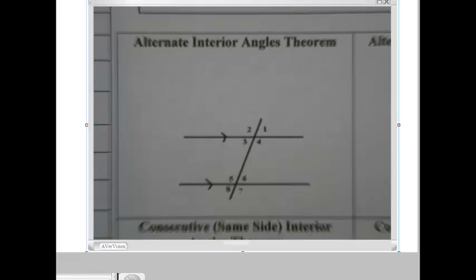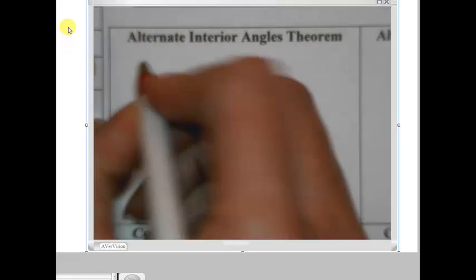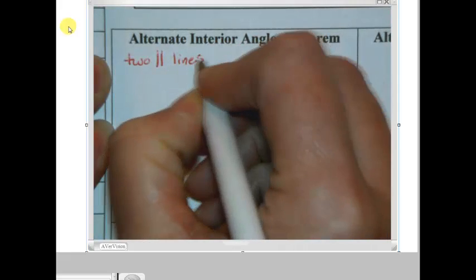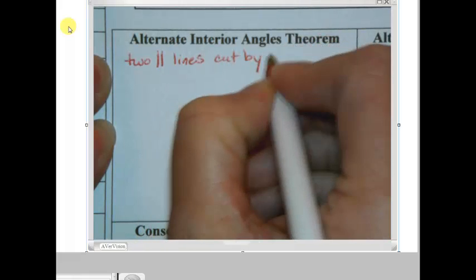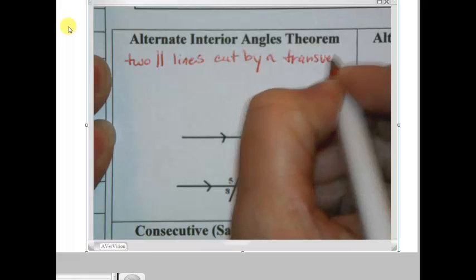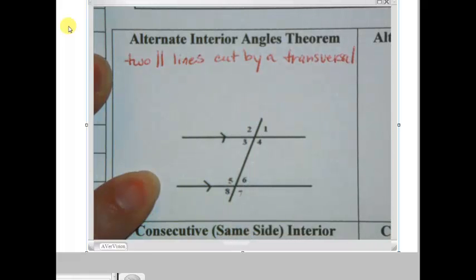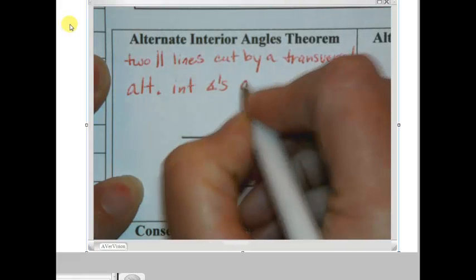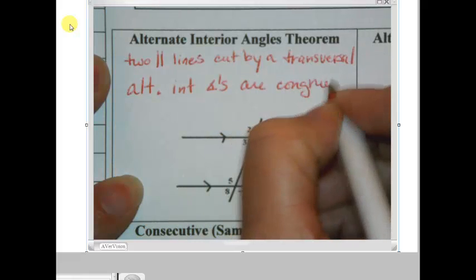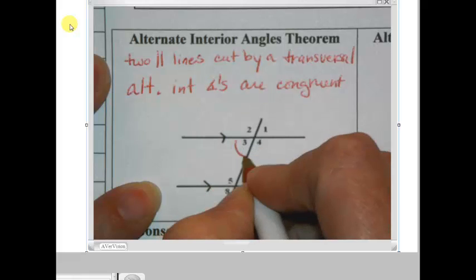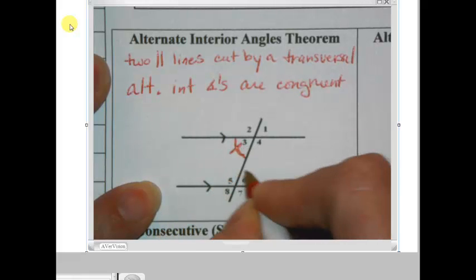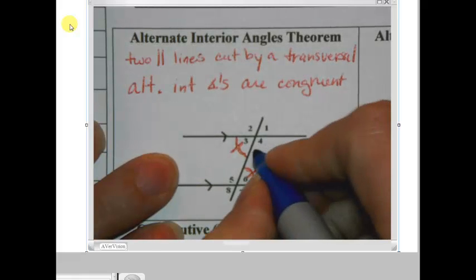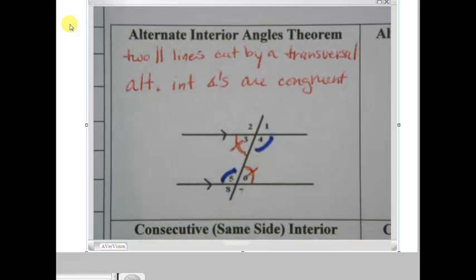All right, we have some similar theorems for our other types of angles. The alternate interior angles theorem says this. It starts out the same way. If two parallel lines are cut by a transversal, then the alternate interior angles are congruent. So our alternate interior angles, this angle 3 right here and its alternate interior angle, angle 6, are going to be a match. And likewise, angle 4 is going to be a match with its alternate interior angle, angle 5.